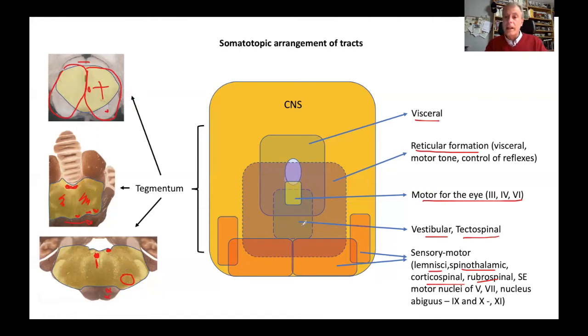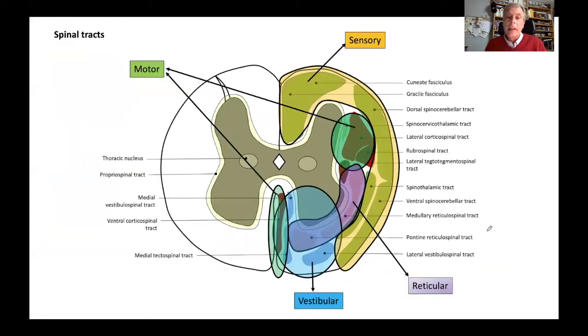Look, the visceral ones are quite close to the center, okay? And also the vestibular and tectospinal, the phylogenetically more ancient ones, are quite close to the middle, okay? And the more evolved ones, phylogenetically, tend to locate away from the center of the central nervous system. In the spinal cord, it is the same.